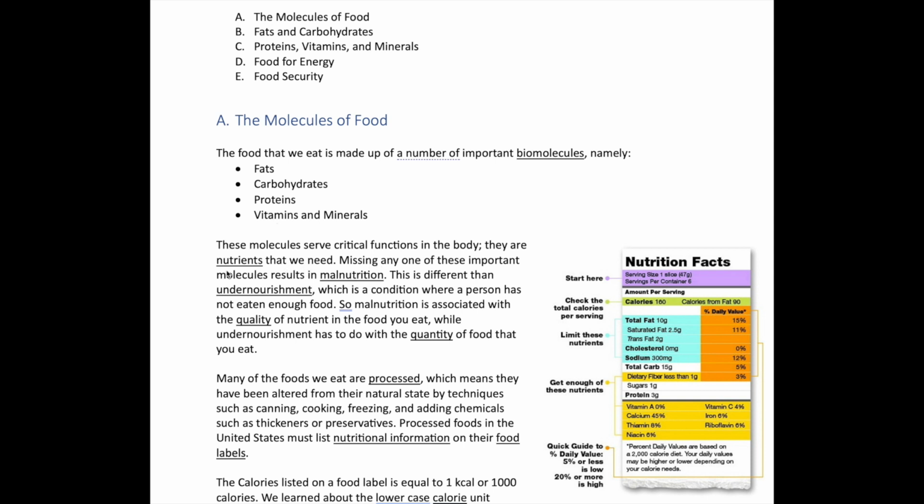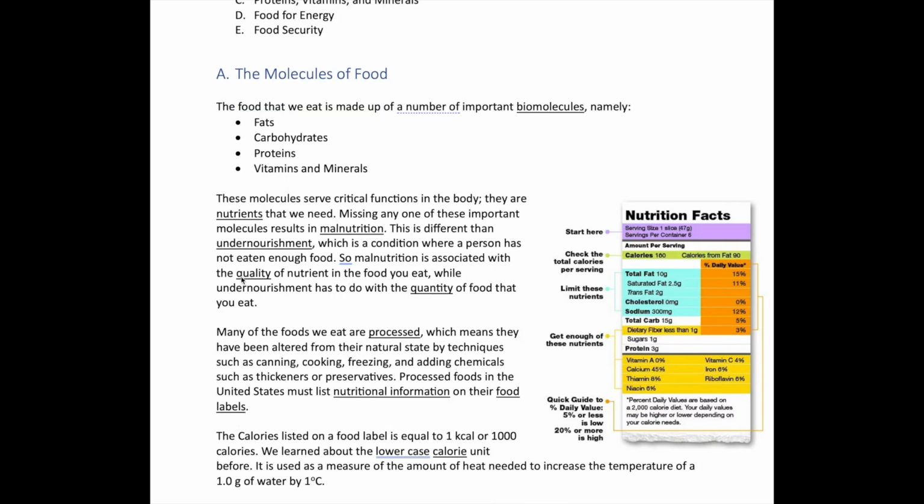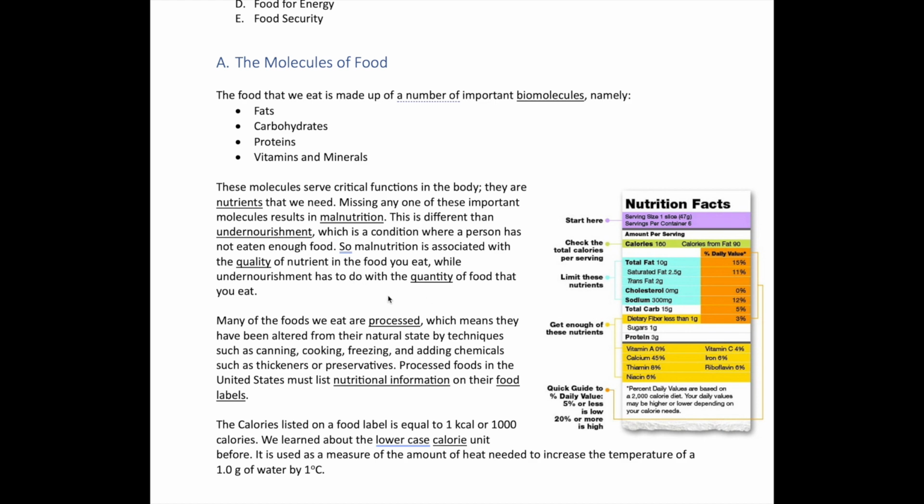When we miss one of these nutrients, we call that malnutrition, which is different than the term undernourishment, which just means that you don't have enough to eat. So malnutrition has to do with the quality of the nutrient that you eat, whereas undernourishment has to do with the quantity of food that you eat. So in the developed world, typically malnutrition is the problem because people are eating food that perhaps doesn't have all of the required components or has too much of one and not enough of the other. Whereas in the developing world, typically we have undernourishment where people just don't have enough to eat.